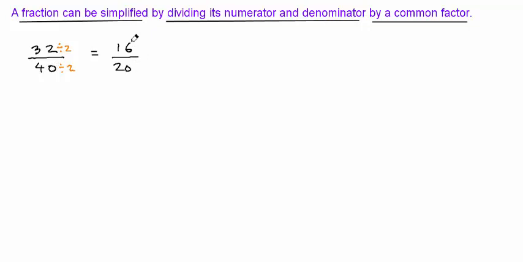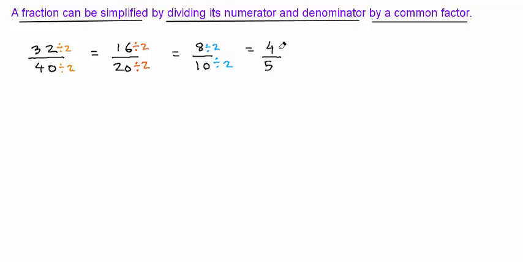However, this fraction 16/20ths can still be simplified. If you divide 16 with 2 and 20 with 2, you get 8 on the top and 10 on the bottom, and that can be further simplified by dividing 8 with 2 and 10 with 2 to get the fraction 4/5.